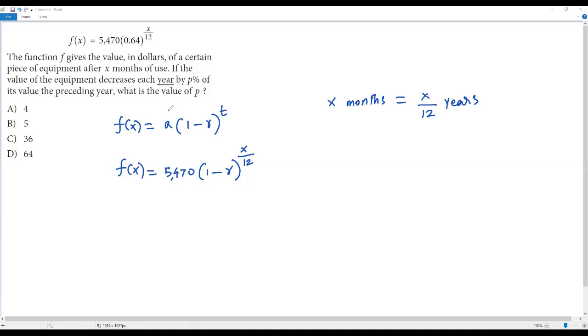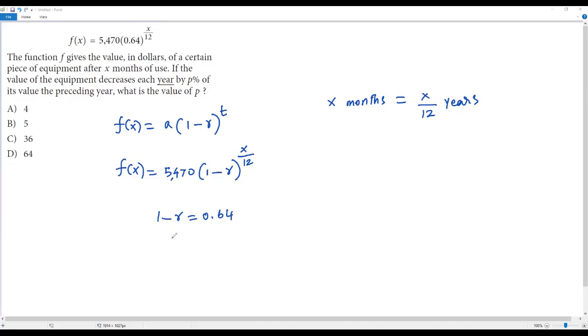So now let's compare. Here we have 5470, here we have 5470, here we have x over 12, here we have x over 12. At the place of 1 minus r, what do we have in the given exponential function? That is 0.64. Since it's exponential decay, this r represents the rate of decay. So to find the value of r, we just compare 1 minus r and 0.64. So I'm getting 1 minus r equals 0.64, because this is the value we have in the given exponential function at the place of 1 minus r.